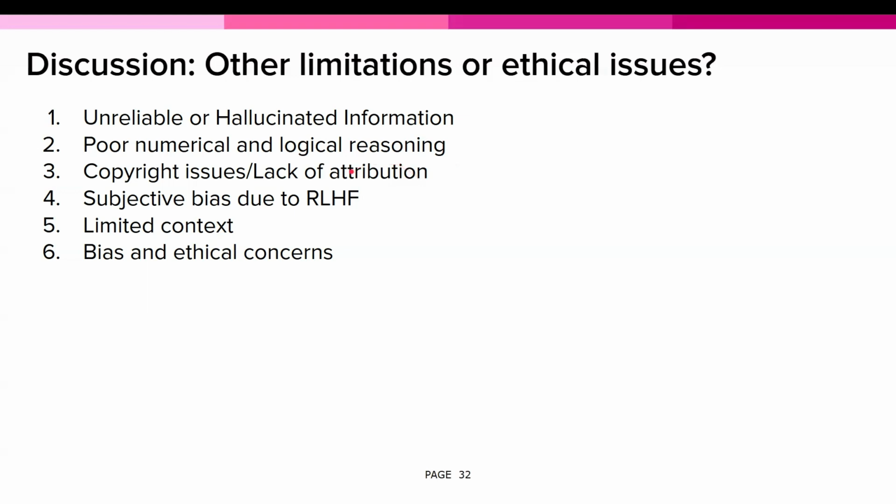Copyright issues, lack of attribution. So yeah, many transformer models are trained on massive data sets that were constructed by scrubbing the web, and this includes content that might have been created by writers or journalists, content creators, and so this raises copyright issues because models could really just end up regurgitating original content without proper permission and potentially violate intellectual property rights.